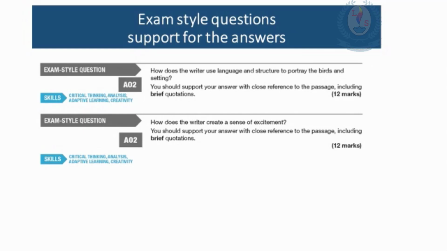Finally, exam style questions. You may find 2 questions on page 146. Question 1: How does the writer use language and structure to portray the birds and setting? You should support your answer with close reference to the passage, including brief quotations. Question 2: How does the writer create a sense of excitement? You should support your answer with close reference to the passage, including brief quotations.